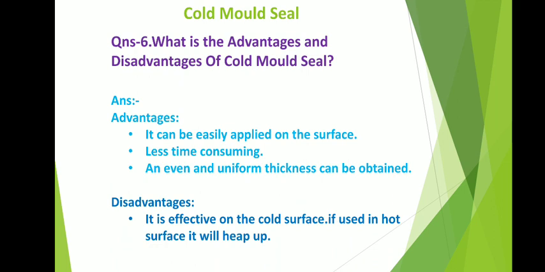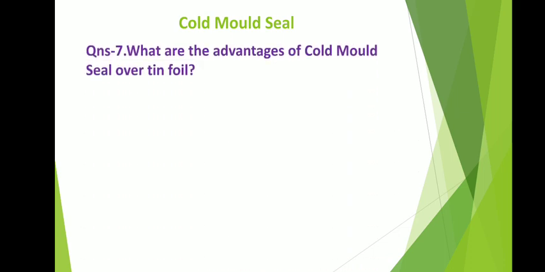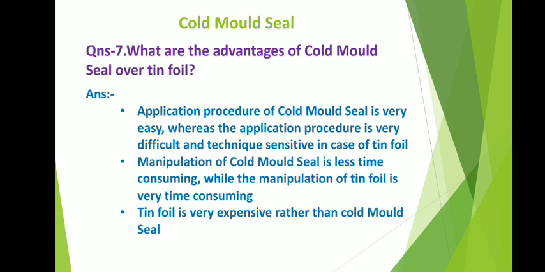The next question is, what are the advantages of cold mold seal over tin foil? The answer is, number 1, application procedure of cold mold seal is very easy, whereas the application procedure is very difficult and technique sensitive in case of tin foil. Number 2, manipulation of cold mold seal is less time consuming, while the manipulation of tin foil is very time consuming. Number 3, tin foil is very expensive compared to cold mold seal.